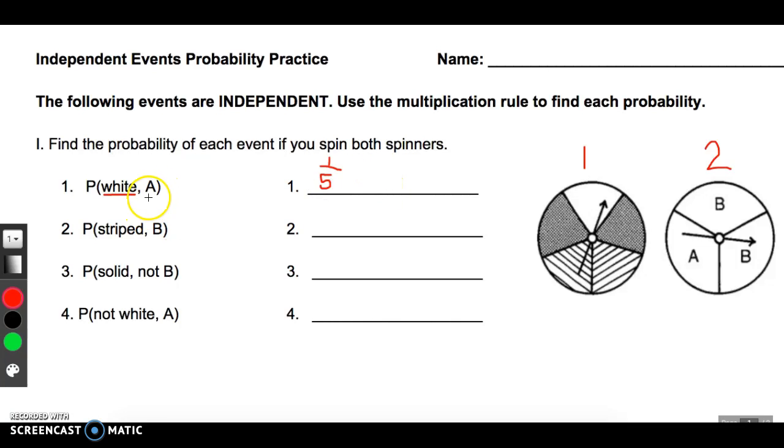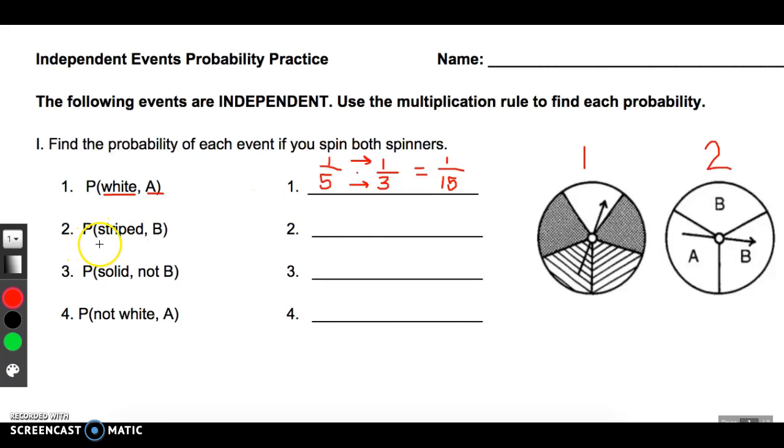And the probability of landing on A on the second spinner is 1, there's one section with an A, out of 3 total sections. So we just multiply these two numbers together by multiplying the numerators straight across. So 1 times 1 gives us an answer of 1 up top over 5 times 3, which is 15 on the bottom. So let's check out number 2.